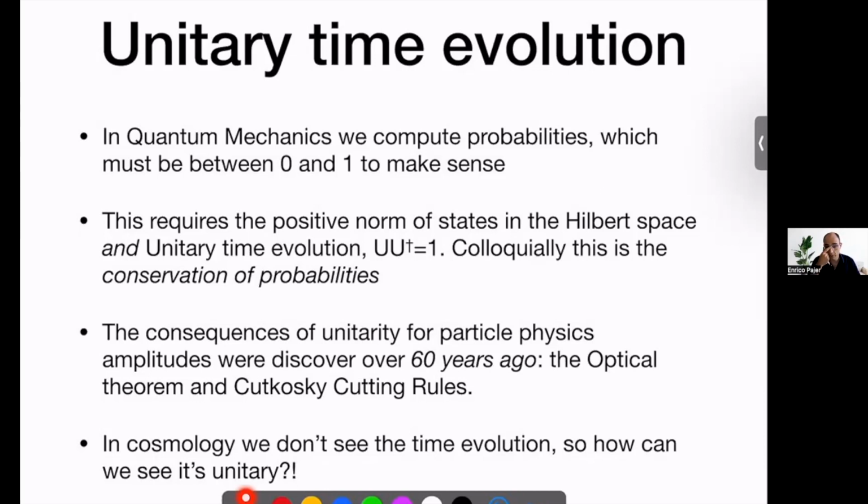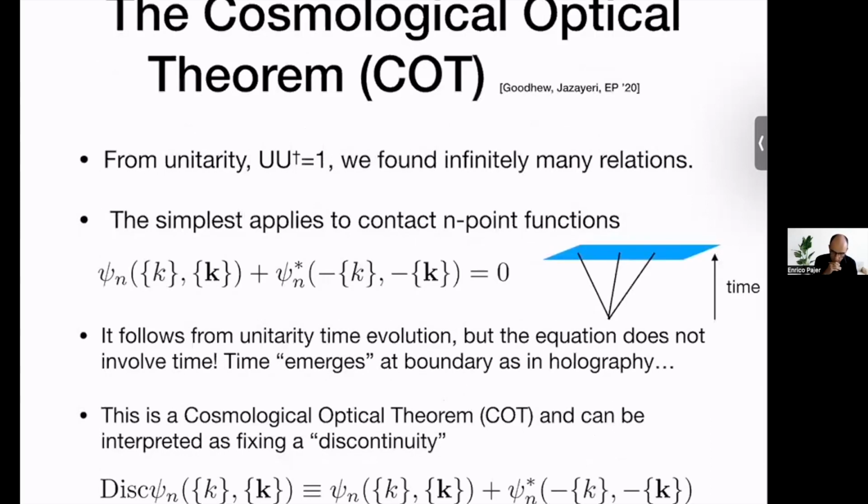And in fact, for amplitudes, we have known for 60 years, perhaps even more years, the consequence of unitarity. Of course, it's the optical theorem, and then in perturbation theory, those are Cutkosky cutting rules. So what's the equivalent in cosmology? And this was not known until just a couple of years ago, remarkably, despite it being a relatively simple question. So let me tell you what the consequences of U U dagger are. And there are infinitely many consequences to increasing order in perturbation theory, as you would expect.